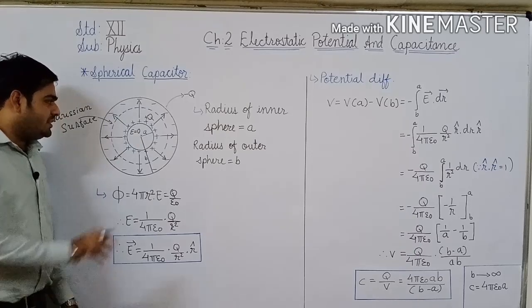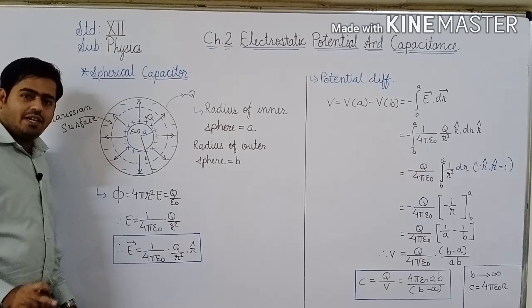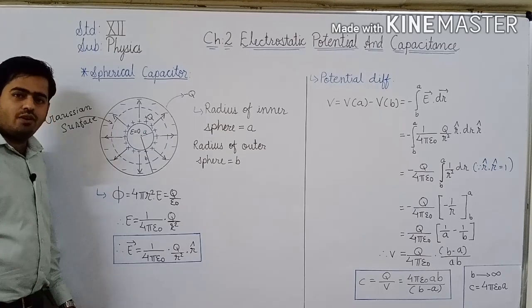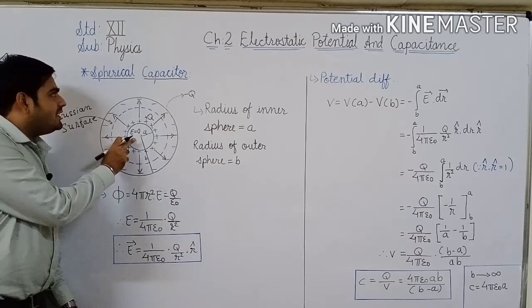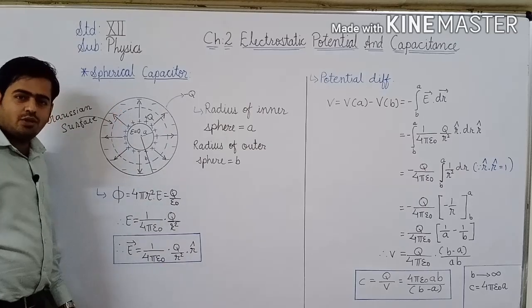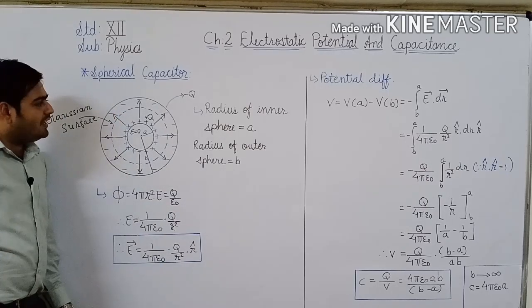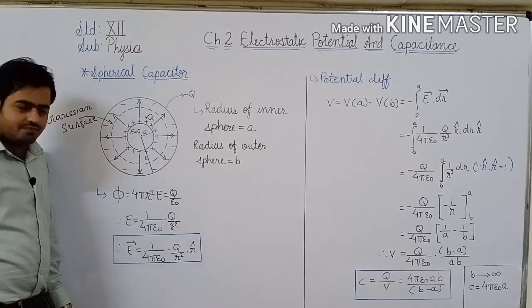Now these two conductors, whenever any two conductors are insulated from each other, they will form a capacitor. So capacitor is nothing but two conductors insulated from each other. This capacitor is called a spherical capacitor because its shape is spherical. Right now the insulating medium I am considering is vacuum.